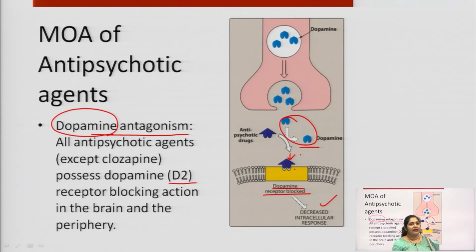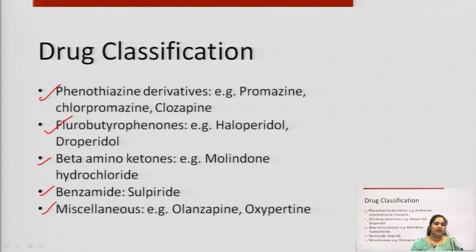Mechanism of action: they antagonize the dopamine action. What will happen? They will not allow dopamine to bind at its receptor; rather, they bind by themselves, replacing the dopamine. Hence, dopamine will not exert its excitatory action, and hence antipsychotic agents possess their activity. Further, antipsychotic agents have been classified into various categories like phenothiazine derivatives, fluorobutyrophenones, beta aminoketones, benzamides, and miscellaneous agents.